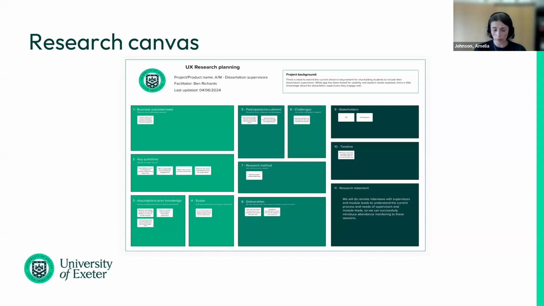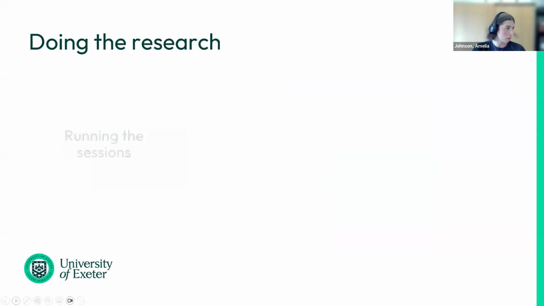So we always want to make sure that we've got a representative sample of our Exeter students, but sometimes we do overrepresent certain groups to make sure that we get all of their feedback. So once we have planned, we then do the research. So we run the research.